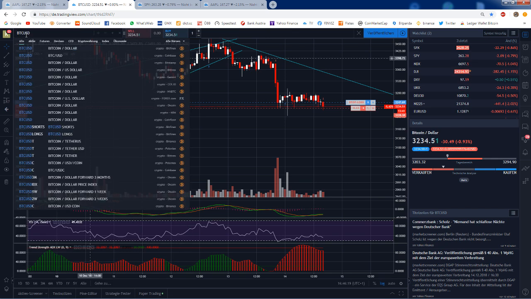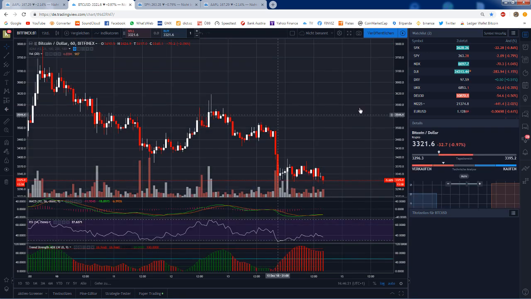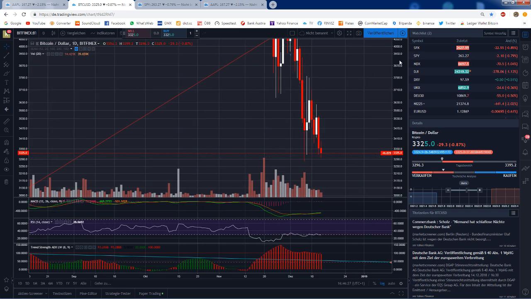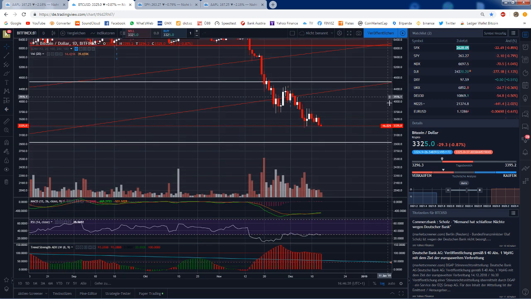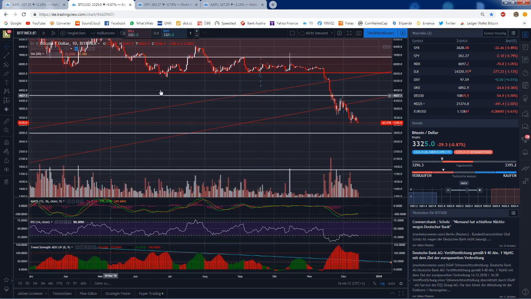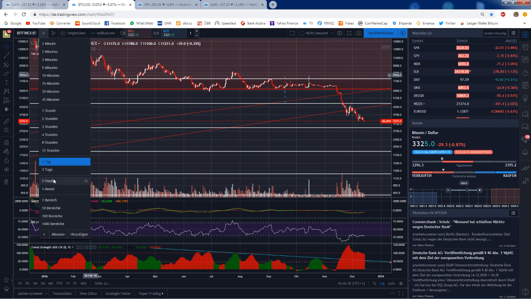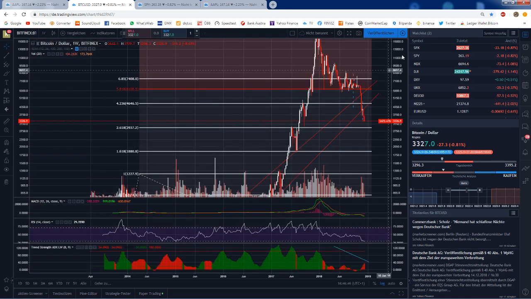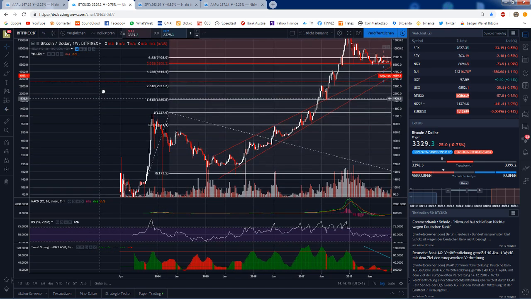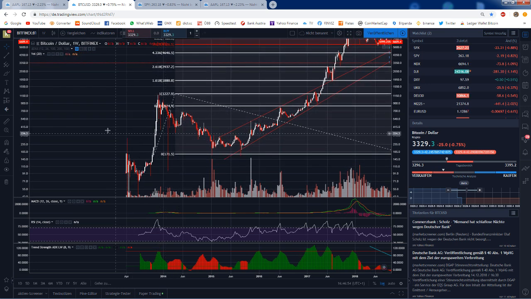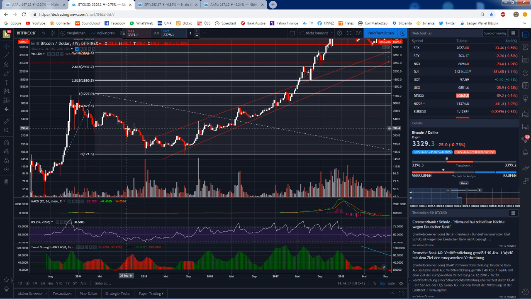strong support level. If we go to Bitfinex, I laid out the extended Fibonacci measurement, and shout out to I Love Crypto on YouTube. I got this from him and it's very useful. I might be explaining it in another video, but it's basically a measurement of a movement before to expect later movements.